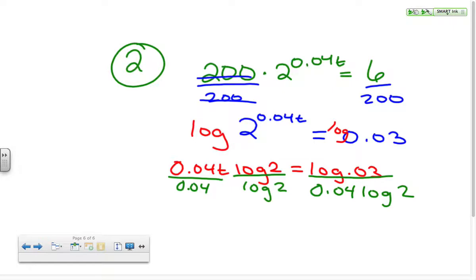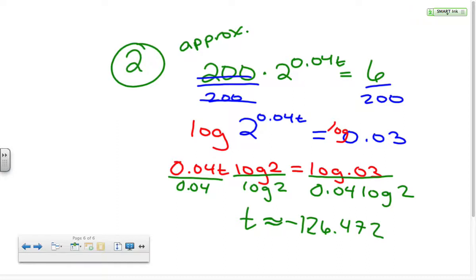Now this one, I believe, doesn't ask for an exact answer, it asks for an approximation. So if it asks for an approximation, we can find this using decimals. So I have t equals, now I just put this in my calculator, again the log button works just fine, log 0.03 divided by 0.04 log 2. And my calculator spit out approximately, again these are going to be irrational numbers, 126.472. And 3 decimal places is usually sufficient.